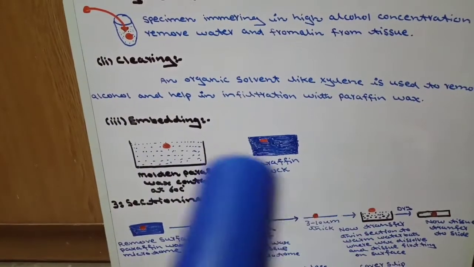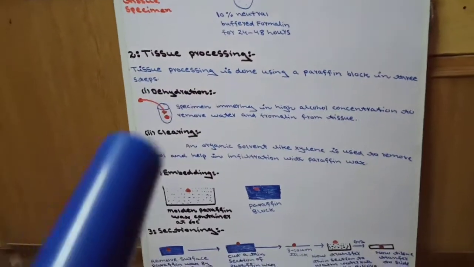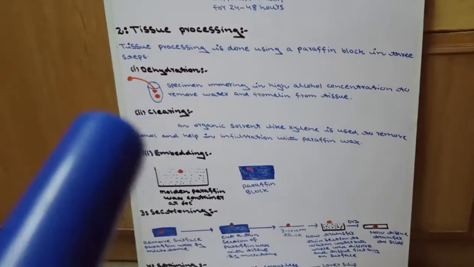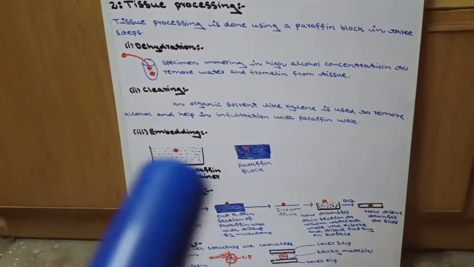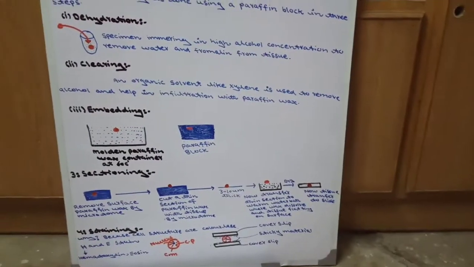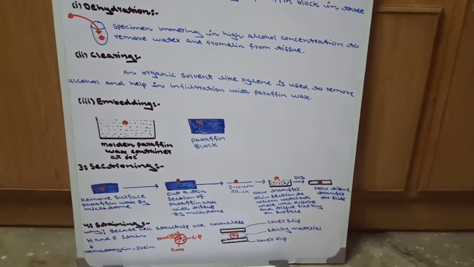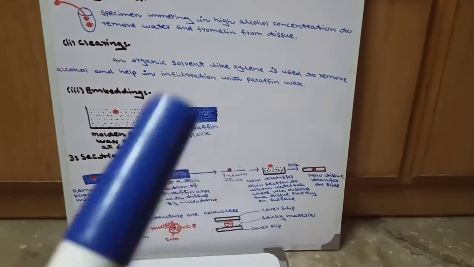This is called embedding. Now tissue processing is complete, in which we studied the first step dehydration, second is clearing, the third is embedding. Now the third step, sectioning. In sectioning, we make a thin section of the cubical paraffin block.